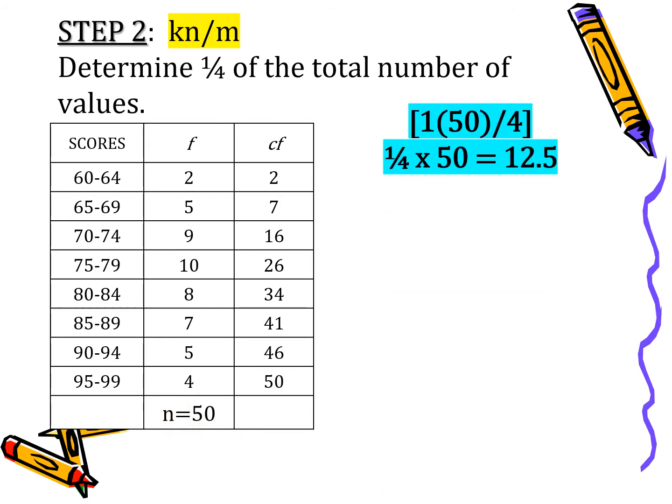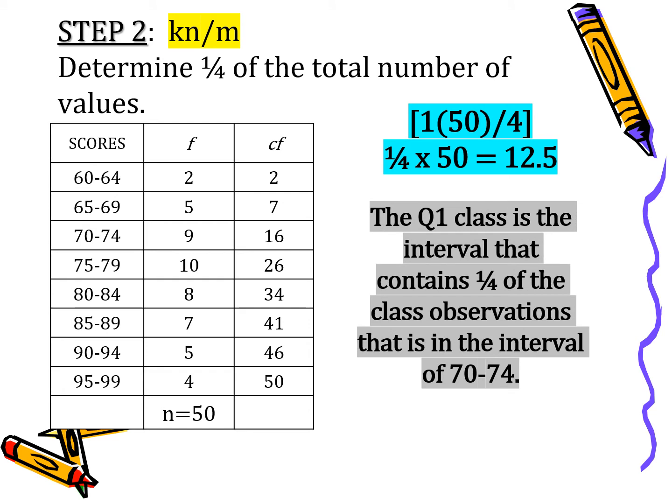To solve this, we have 1 times 50 over 4: quartile 1, times 50 scores, over 4. It's the same as 1/4 times 50, which is 12.5. This 12.5 will be our guide to locate where quartile 1 is. The quartile 1 class is the interval that contains 1/4 of the class observations, which is the interval 70 to 74. Where is that? This is the row where we can see 70 to 74. So 12.5 here is the determinant.